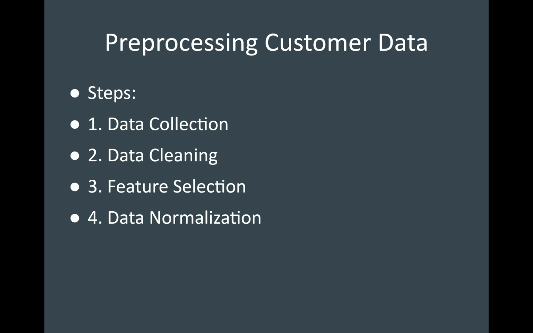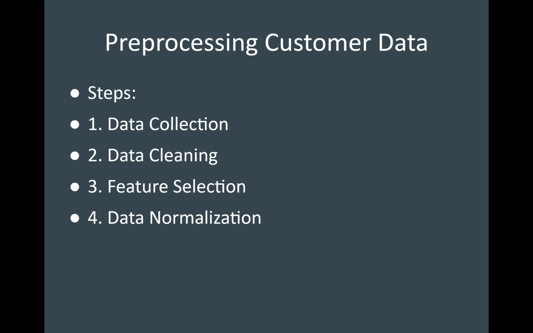Then is feature selection. Selecting the right features for clustering is crucial for meaningful results. Some relevant features for customer segmentation include age, which helps understand the age distribution of customers, then annual income, indicating the spending capacity of customers, then a spending score, a metric to evaluate customer loyalty and engagement. Feature engineering can also involve creating new features by combining existing ones to enhance the clustering process.